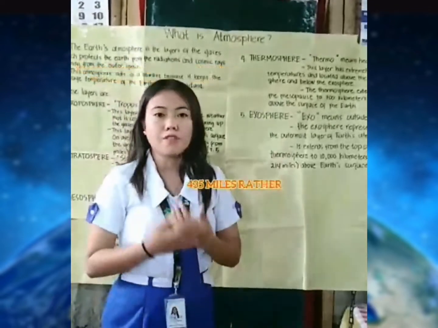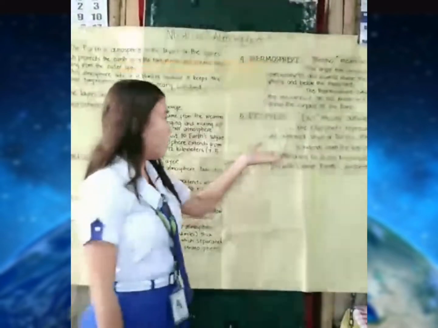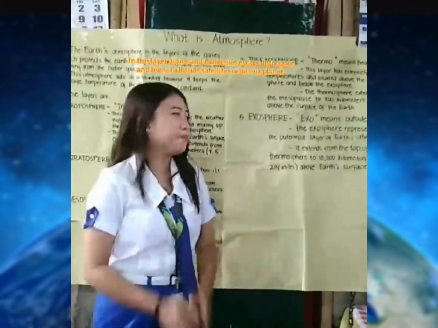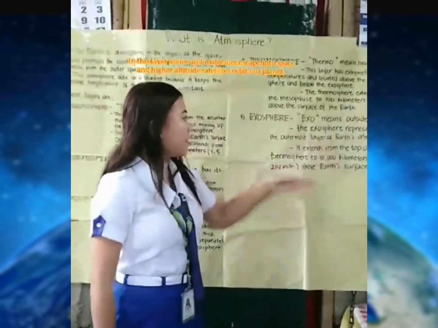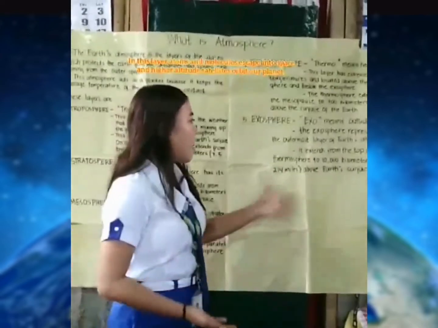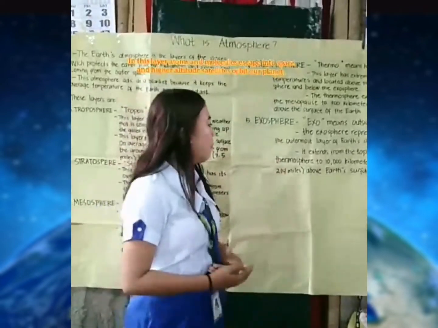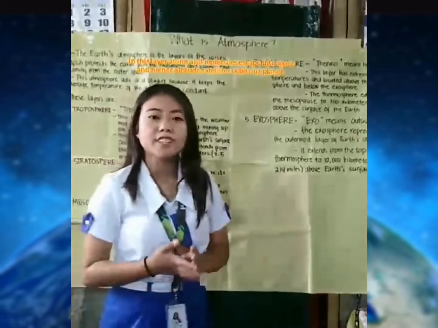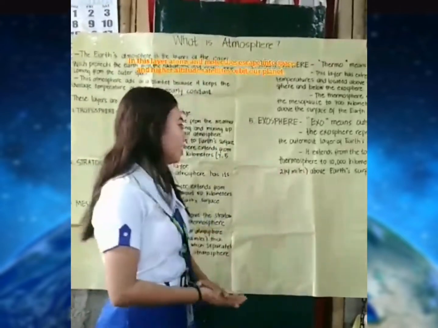Our last layer is exosphere. So what is exosphere? Exo means outside. The exosphere represents the outermost layer of Earth's atmosphere. It extends from the top of the thermosphere to 10,000 kilometers or 6,214 miles above Earth's surface.